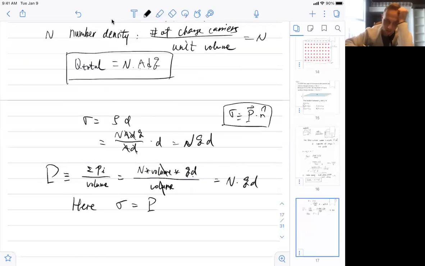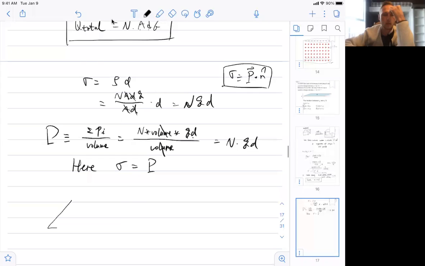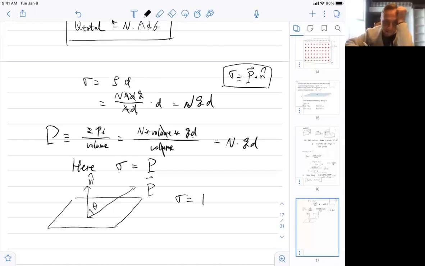So that's why we defined it, but P is a vector, right? So we're going to look at the normal component of P, normal to the surface. Because if your P is not normal to the surface, something like this, with n as the normal, we're going to look at the normal component, the cosine of P, that is equal to sigma. So here sigma will be P times cosine theta, which is the dot product between P and n.